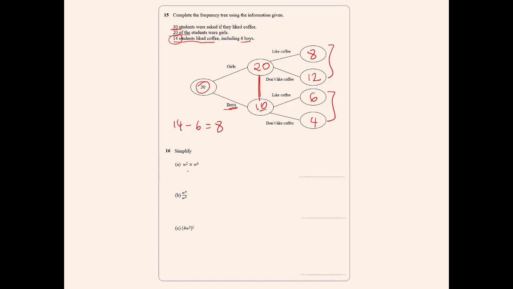Question 16, w squared times by w to the power of 4. When we multiply, we add the powers, so w squared add 4, which is w to the power of 6. Dividing, we take away the powers, w to the power of 9 take away 3, which is w to the power of 6. Raising the powers, so 4 squared is 16. W to the power of 3 times by 2 is w to the power of 6. So 16 w to the power of 6.